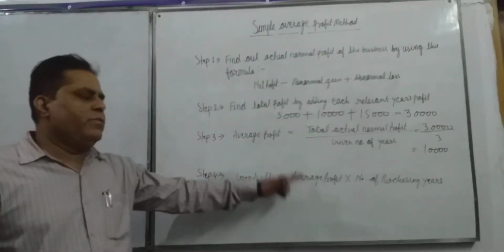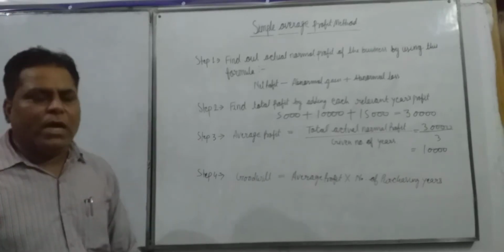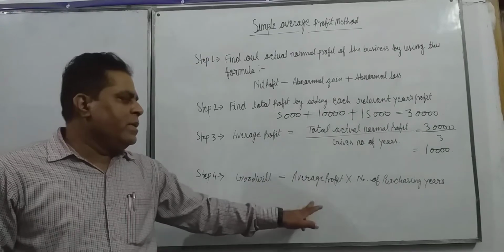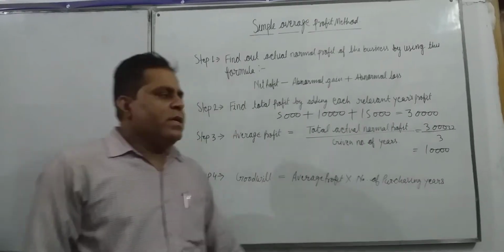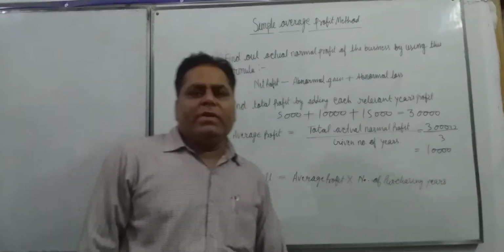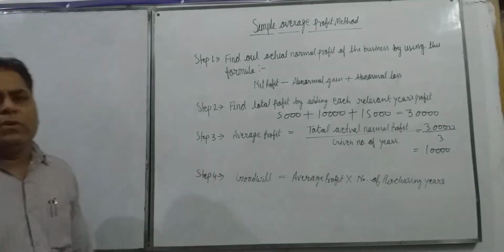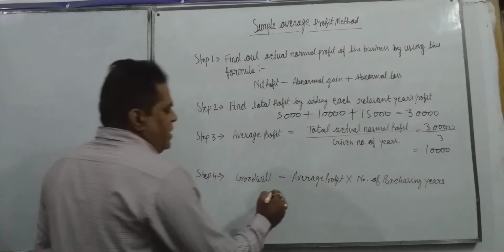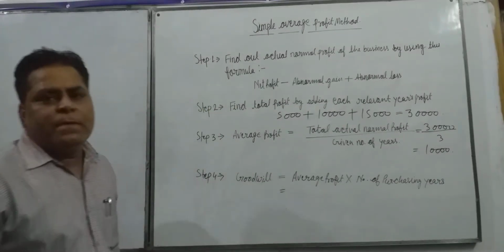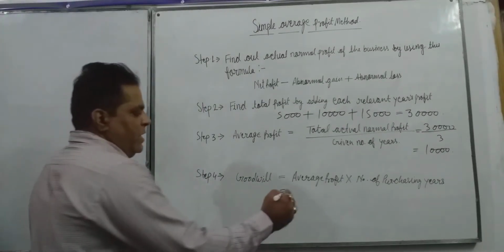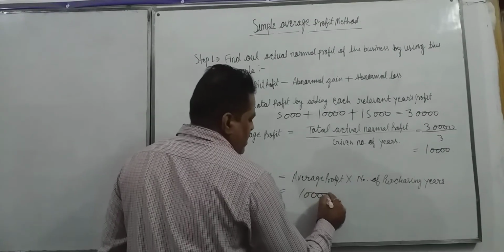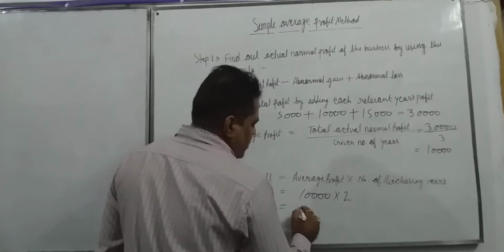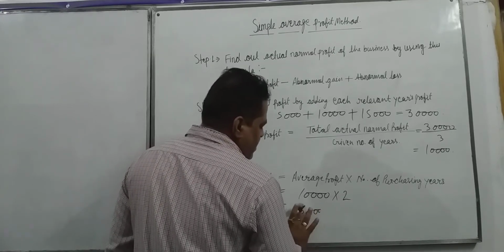After determining the average profit, find the goodwill. How will goodwill be found? Simply multiply this average profit by the number of purchase years. The number of purchase years will be given in the question for the valuation of goodwill. As an example, suppose we have to find goodwill for 2 years' purchase. So take the average profit as per my example and multiply by 2. So the goodwill of the firm is 20,000.